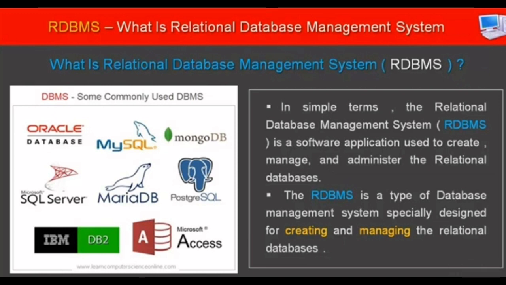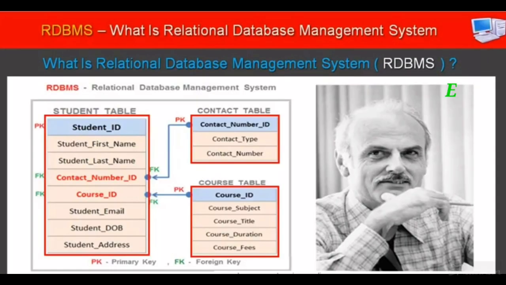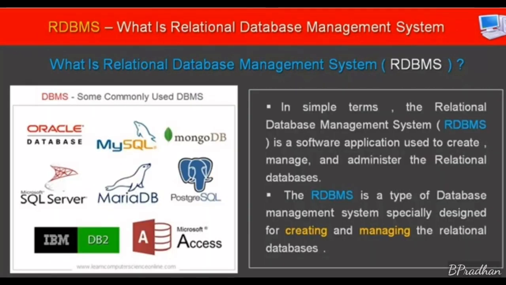A relational database is a type of database management system especially designed for creating and managing relational databases. The relational model was proposed by E.F. Codd to model data in the form of relations or tables. So we can understand here that RDBMS is based on tables. That means everything we store is in the form of rows and columns.